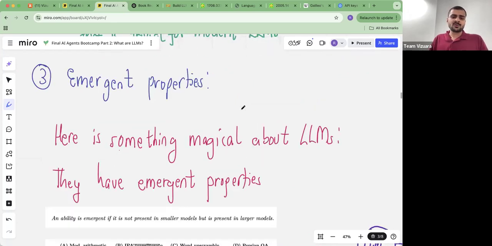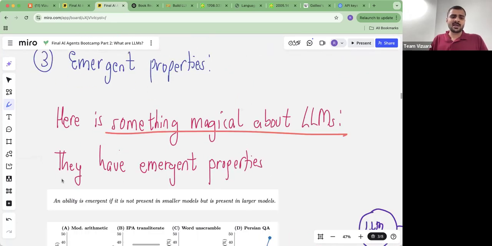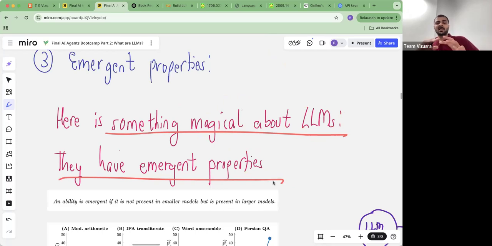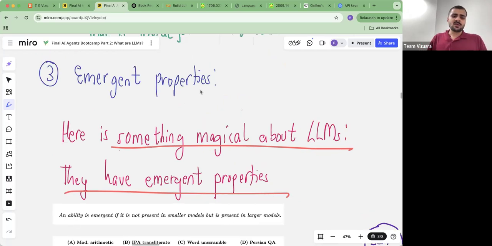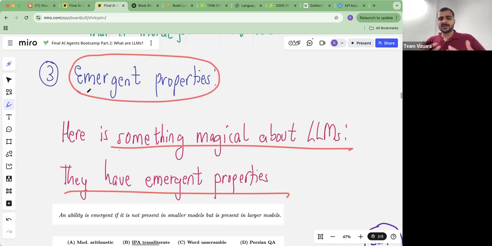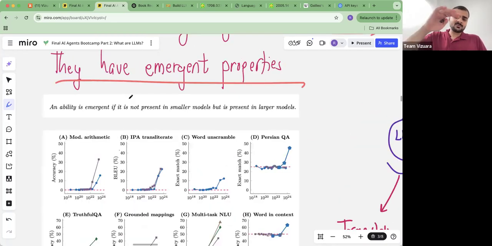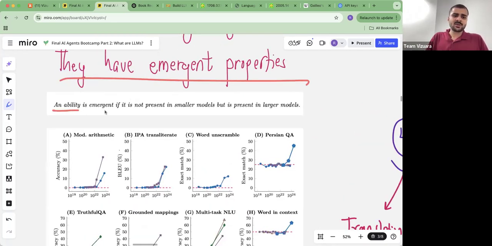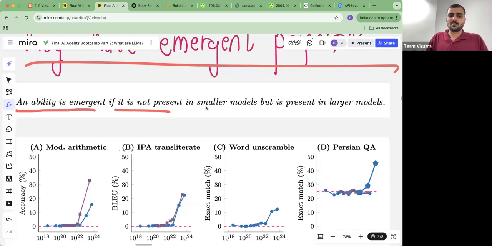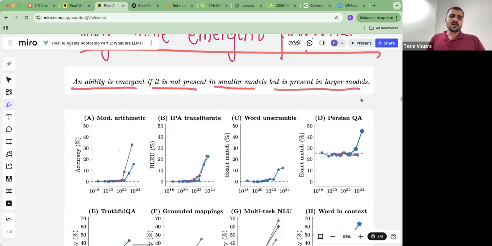There is something which is magical about language models, and that is the fact that language models have emergent properties. I believe this is one of the single most important traits or qualities of language models. What emergent properties mean is that an ability is emergent if it is not present in smaller models, but it is present in larger models.